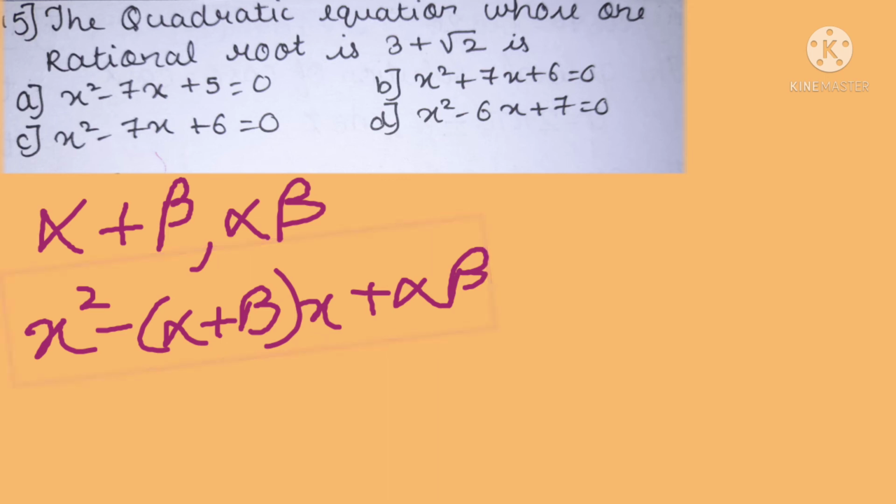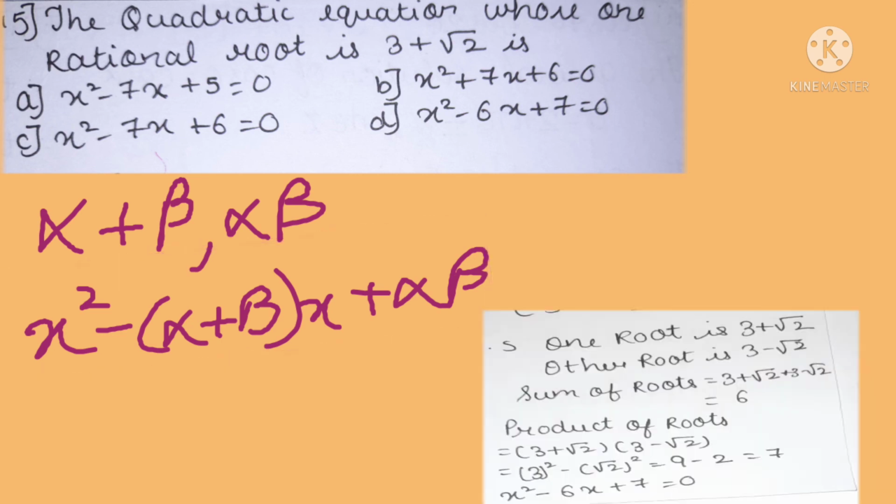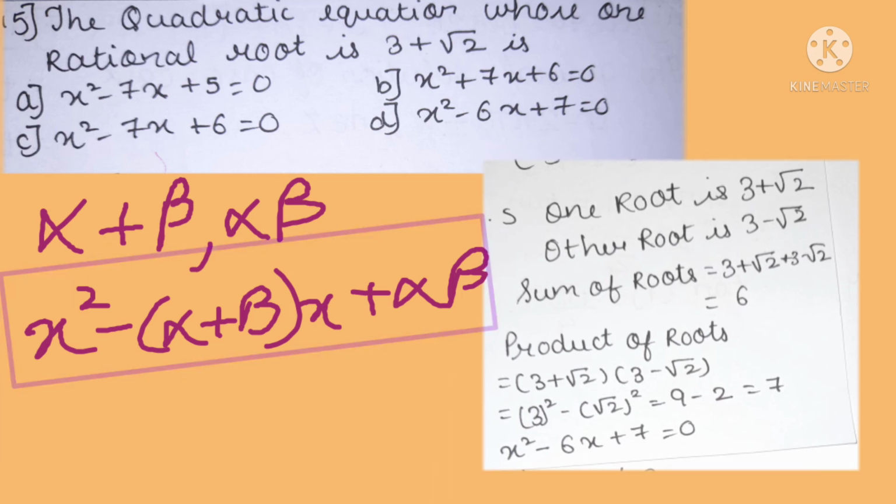So alpha plus beta is nothing but the sum of the roots, and alpha beta is the product of the roots. So we need to find the value of it, and we just need to construct it. So that's what we have done over here. Let's move on to the solution part.